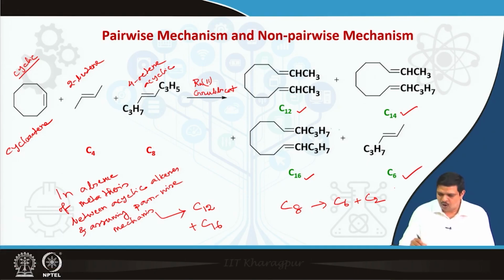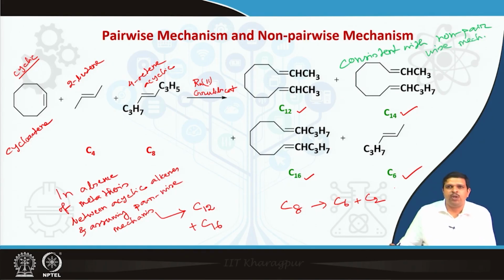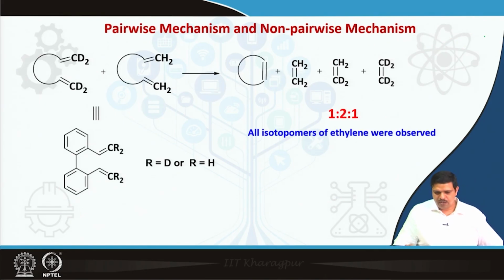So the statistical distribution of different alkenes at the initial phase of the reaction is consistent with the non-pairwise mechanism, that is through metallocyclobutane. Okay. So another very famous proof of whether it is pairwise or non-pairwise is this one.